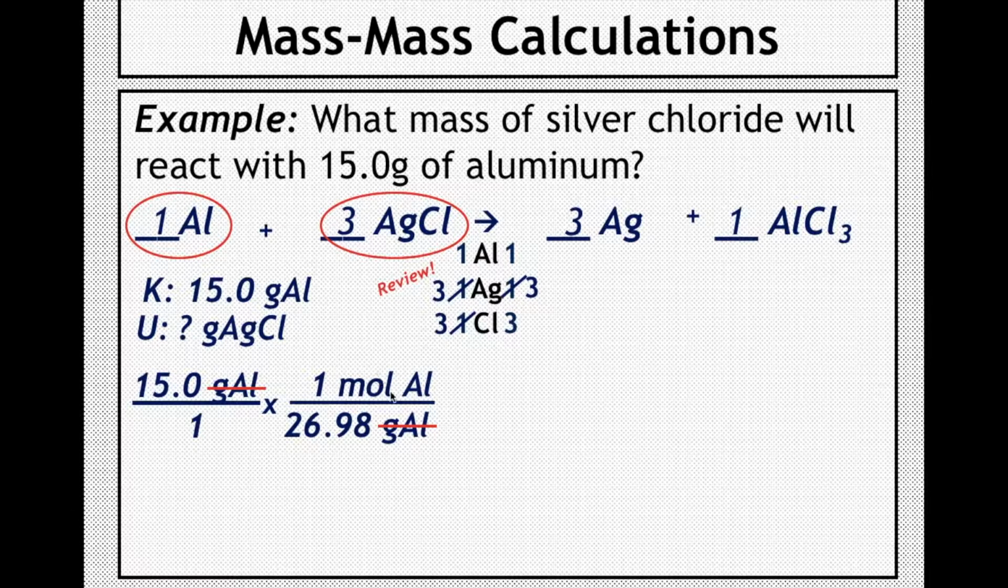That's great, but we're not asking for moles of aluminum, are we? We're asking for grams of silver. So first we need to convert to moles of silver, then to grams. So next step is that mole to mole ratio.